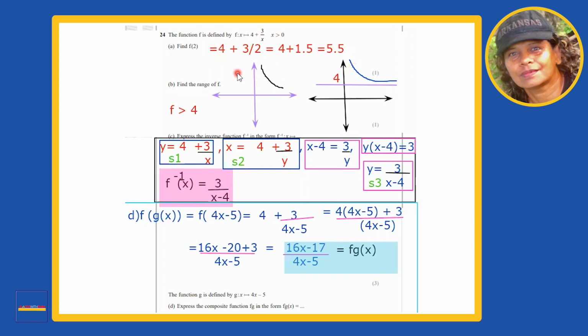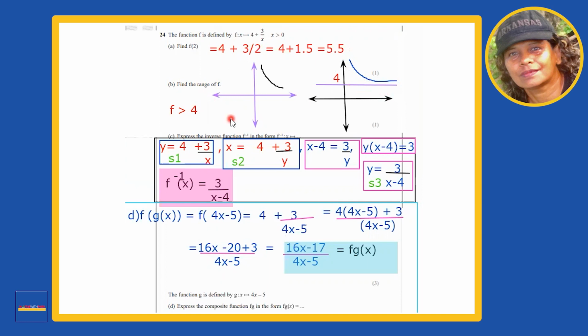Then they ask us to find the range of f. Now, if you look at a reciprocal graph, since x is positive, it's going to be here. But this is not just a reciprocal graph, it's 4 plus the reciprocal graph. That means the entire asymptote goes up to 4. So our graph is like this, and the minimum value is going to be 4. So if you look at the range of f, it's always going to be greater than 4. That answers parts A and B.